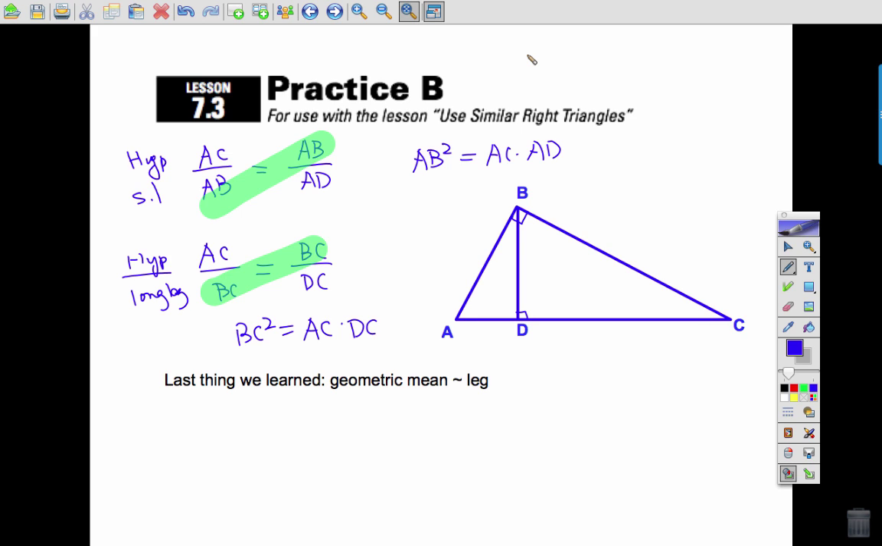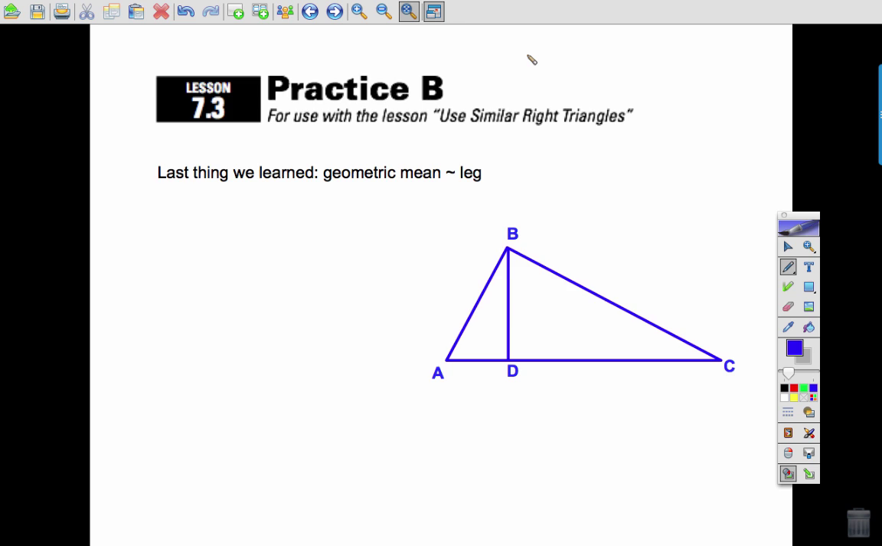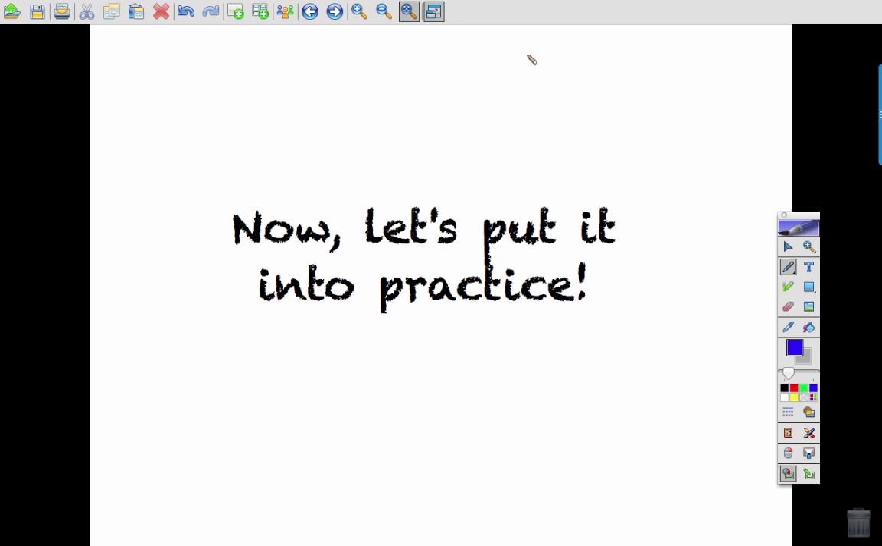If information about altitude is given, then you use the Heartbeat Theorem. If no information about the altitude is given, only information about legs are given, then you just use hypotenuse over the shorter leg and then figure out what the corresponding sides are and figure out your proportion that way. So that's it. And let's put it into practice.